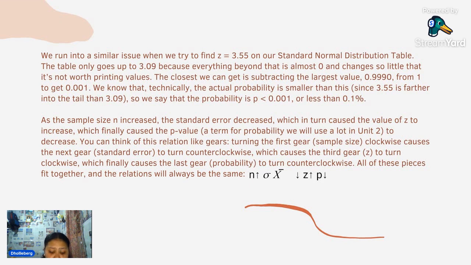The number of samples will turn clockwise, which causes the next gear, the standard error, to turn counterclockwise, which causes the third gear, the z-scores, to turn clockwise, which finally causes the last gear, the probability, to turn counterclockwise. So it turns counterclockwise, clockwise, counterclockwise, clockwise again, then counterclockwise.